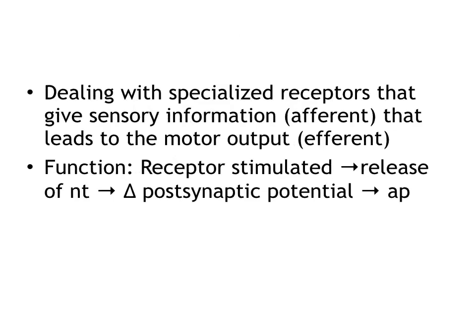Remember, what we're dealing with here is specialized receptors that are going to give sensory information, an afferent signal that leads eventually to a motor output, an efferent signal within the reflex loop. In this, we basically have the receptor being stimulated. It's going to release a neurotransmitter, which is going to cause a change at the synapse, which is going to lead to an action potential.